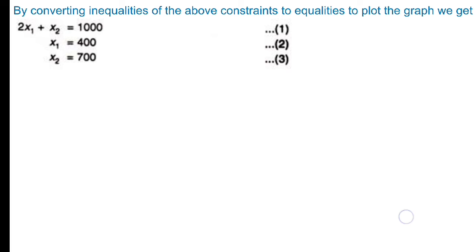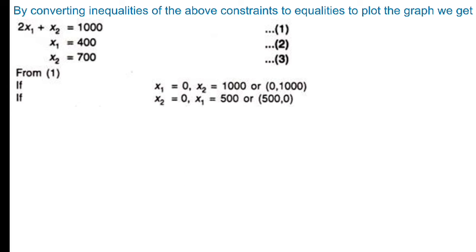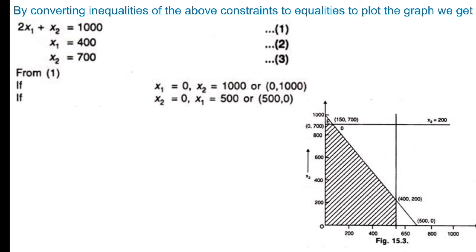By plotting the above lines on the graph, we have satisfied the conditions. The common region, or feasible region, is ODABE. This can be evaluated. Look at ODABE: O is 0, 0; D is 400, 0; A is 200, 400; B is 150, 700; E is 0, 700. Substitute the values.